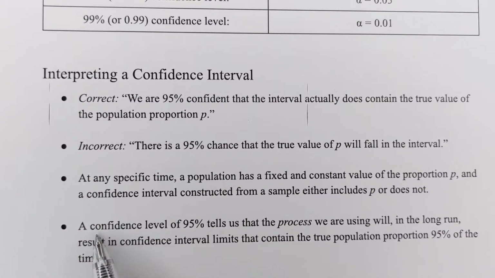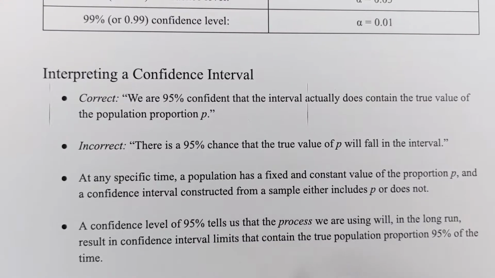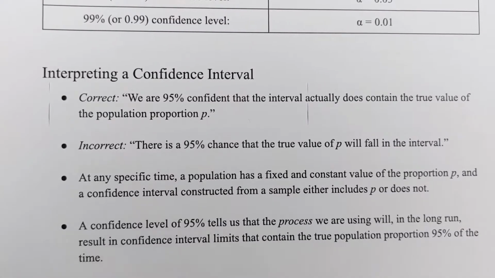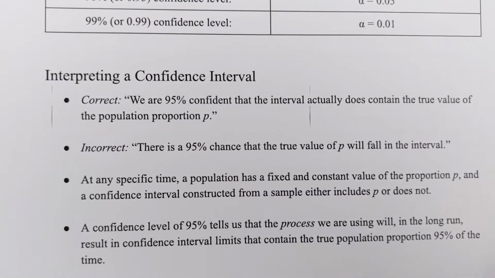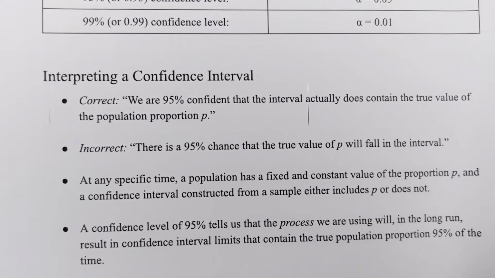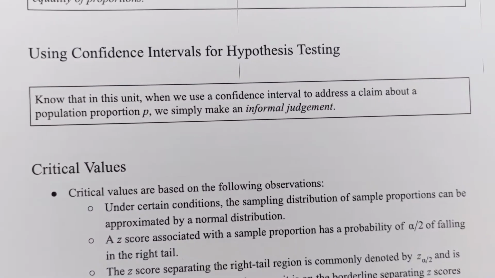What it actually is talking about is this: a confidence level of 95% tells us the process we're using will, in the long run, result in confidence interval limits that contain the true proportion 95% of the time. So if we repeat our process over and over again, and we look at our least and greatest, least and greatest, we know the smallest p can be and the largest p can be. 95% of the time we will have the actual value in between our two endpoints. That's what that is, and you have to do it a lot of times. So it's not a percent chance of it happening once.